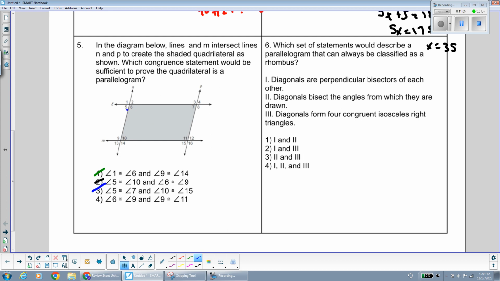Finally, angle 6 congruent to angle 9, and angle 9 congruent to angle 11. So let's start off with angle 6 and angle 9. Angle 6 and angle 9 are alternate interior angles. And when alternate interior angles are congruent, the lines forming them, which are M and L, are parallel to each other. Now let's take a look at 9 and 11.